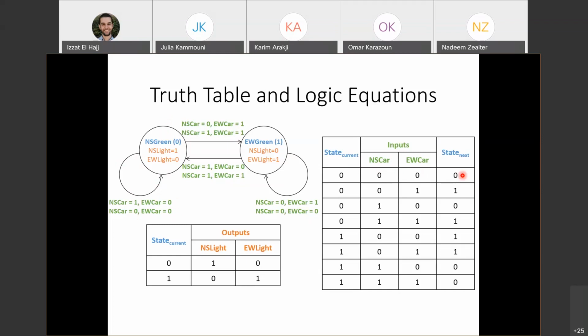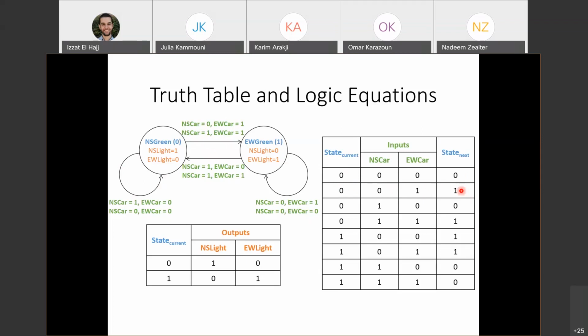Okay, let's do another example. If my current state is 0 and my input is 0, 1, right? My current state being 0 corresponds to NS green, and my input being 0, 1 corresponds to this case over here where NS car is 0 and EW car is 1. So when my current state is 0 and my input is 0, 1, I'm going to follow this transition. So my next state is going to be 1. So here for this output of the truth table, I'm going to put 1.